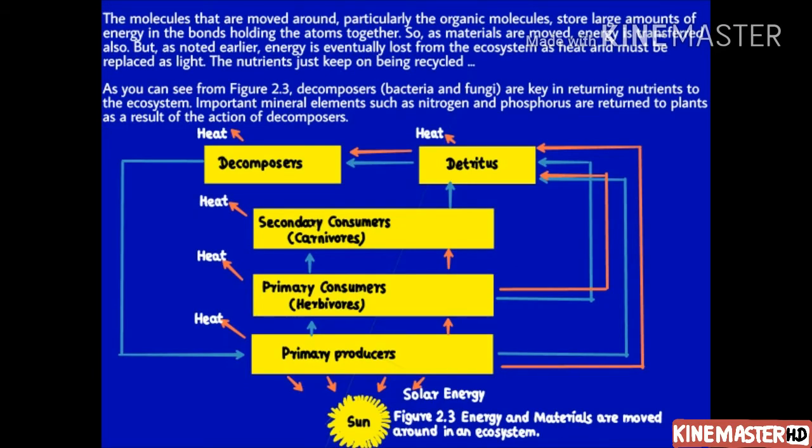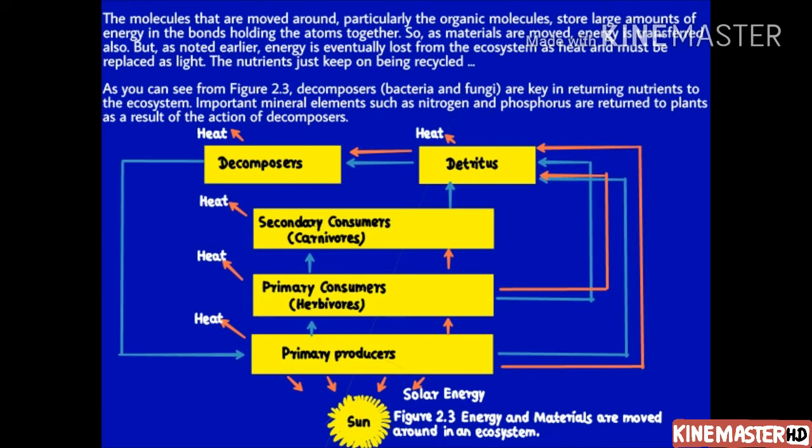The molecules that are moved around, particularly the organism molecules, store large amounts of energy in the bonds holding the atoms together. So as materials are moved, energy is transferred also. But as noted earlier, energy is eventually lost from the ecosystem as heat and must be replaced as light. The nutrients just keep on being recycled. As you can see from figure 2.3, decomposers, bacteria, and fungi are key in returning nutrients to the ecosystem. Important mineral elements such as nitrogen and phosphorus are returned to plants as a result of the action of decomposers.